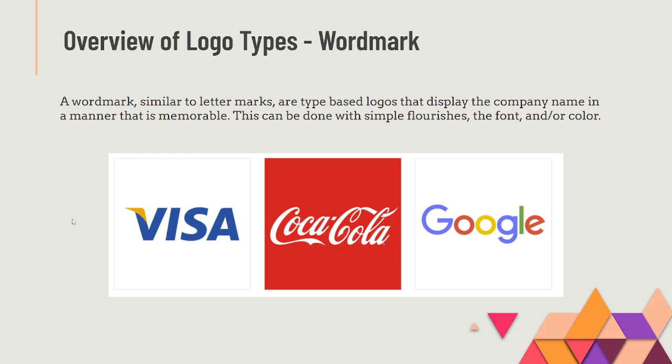Okay, word marks, similar to letter marks, are type-based logos that display the company name in a manner that is memorable. This can be done with simple flourishes, the font, and/or colors. So the Visa logo, they have used a simple flourish over here that makes this a memorable logo. We all know the Visa symbol. It's on all of our credit and debit cards. It's anywhere you can use a credit or debit card. We all mostly even know their saying of Visa accepted everywhere. Like, they're a huge brand that we all know about, and they've gone very simple with this.